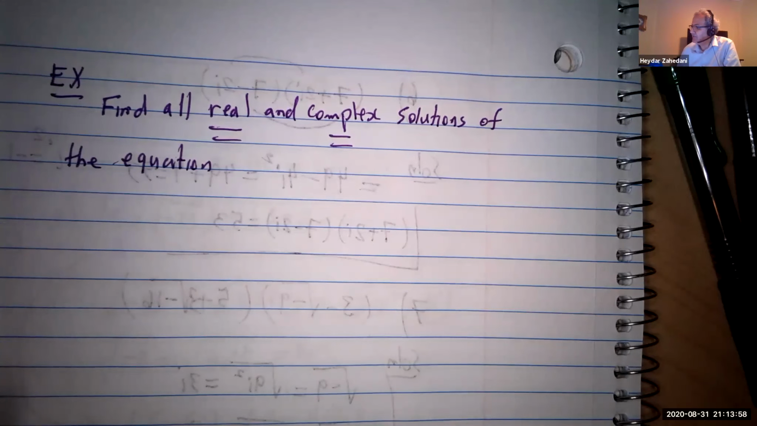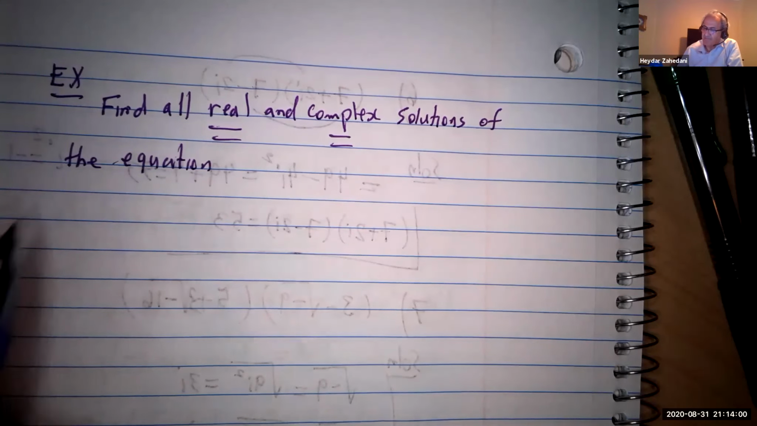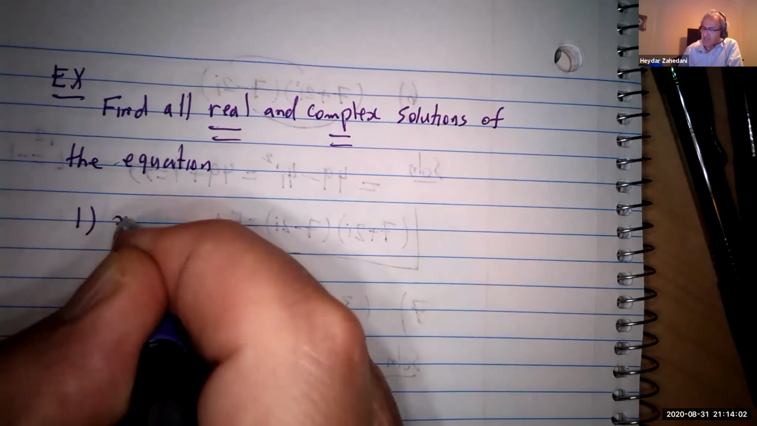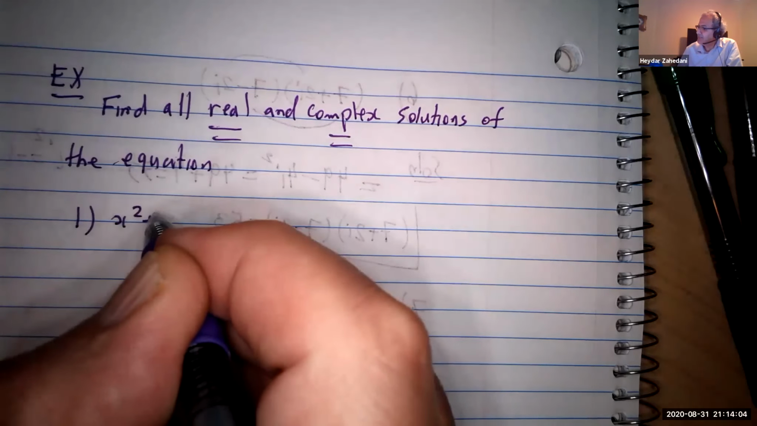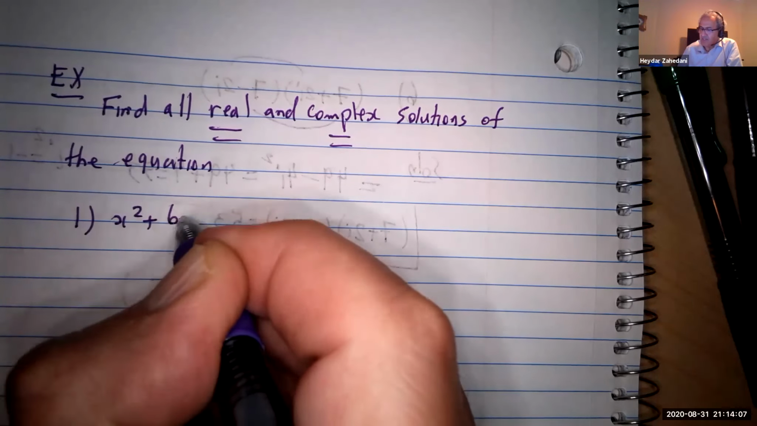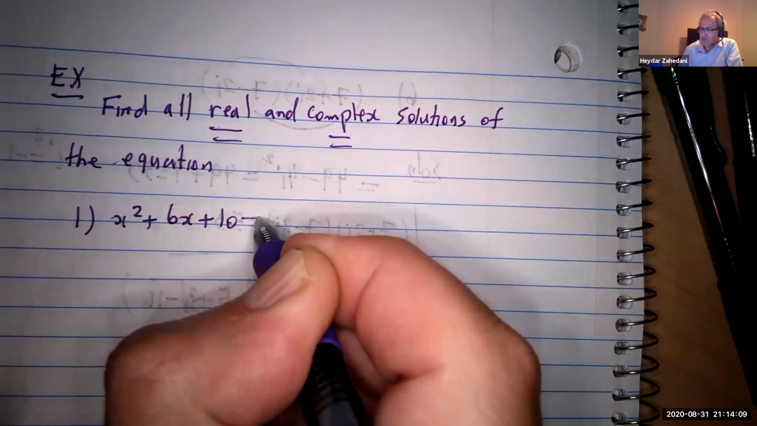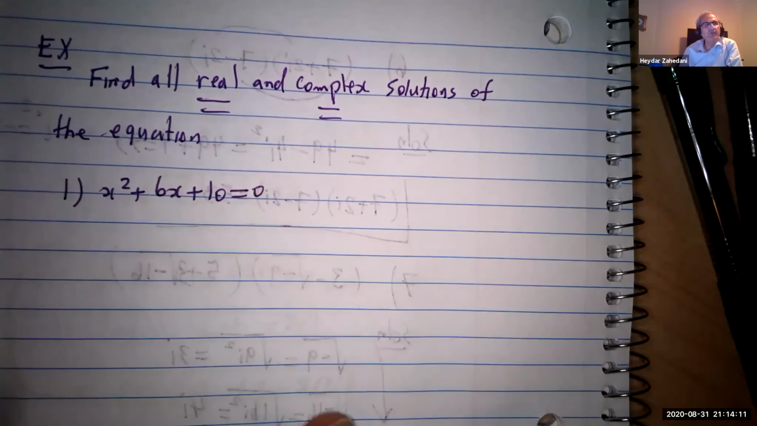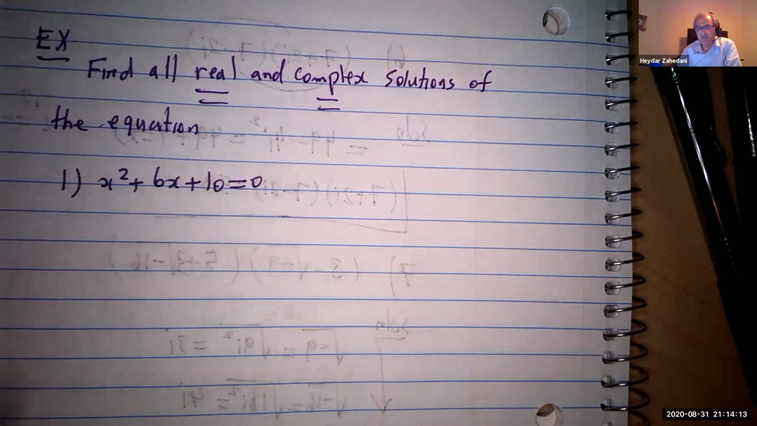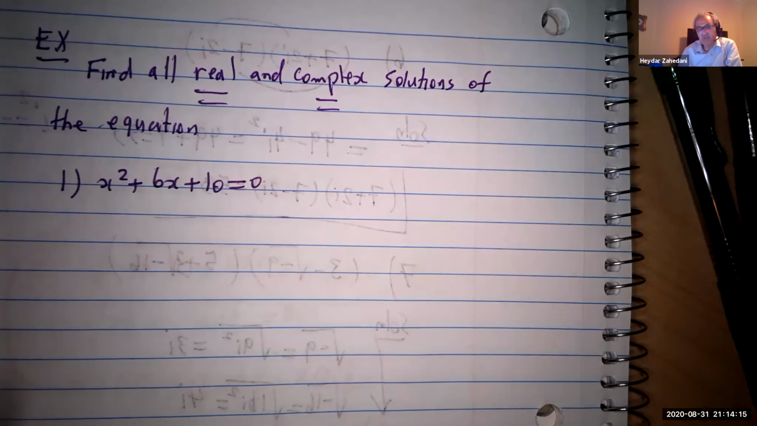Okay, real and complex solution. And this is it, x squared plus 6x plus 10 equal to 0. Of course, in this case, you just go with the quadratic formula. You can't do it otherwise.